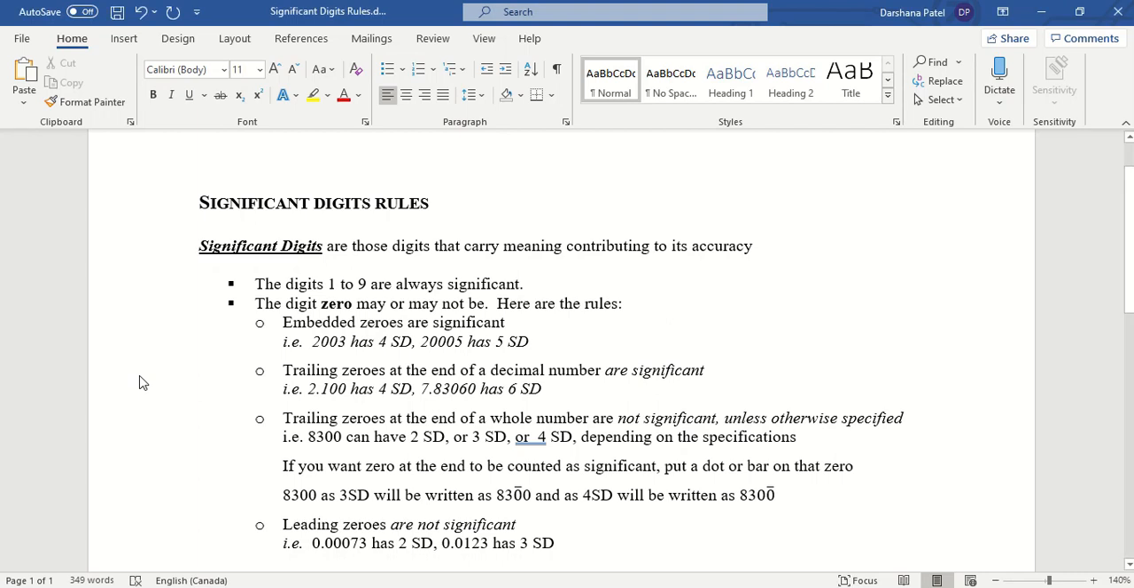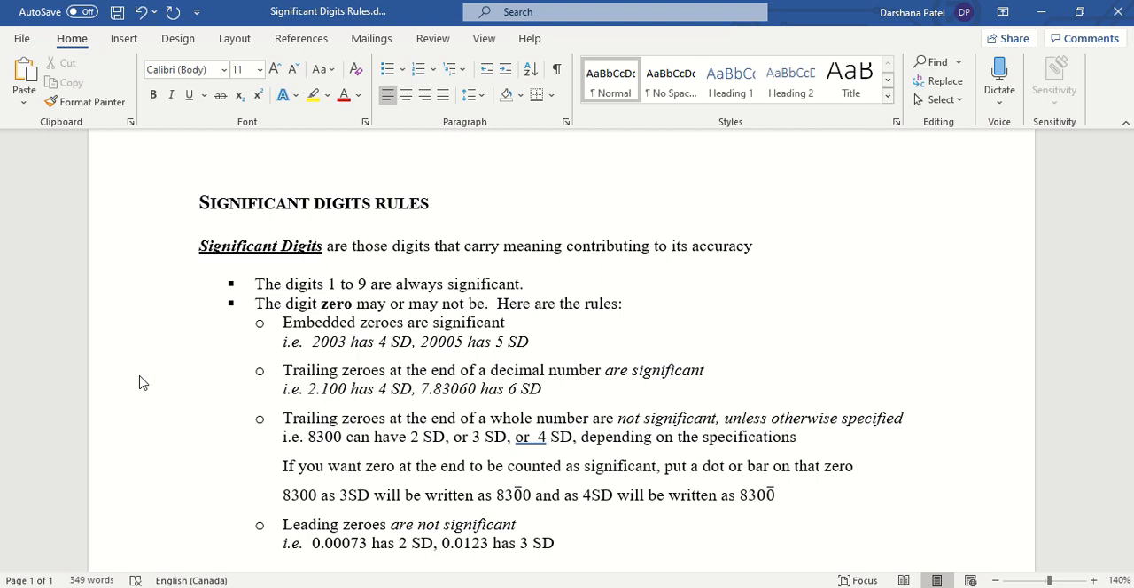Significant digit rules. Significant digits are those digits that carry meaning contributing to its accuracy. The digits 1 to 9 are always significant, meaning that 54, for example, will have two significant digits. 985 will have three significant digits: 9, 8, 5.